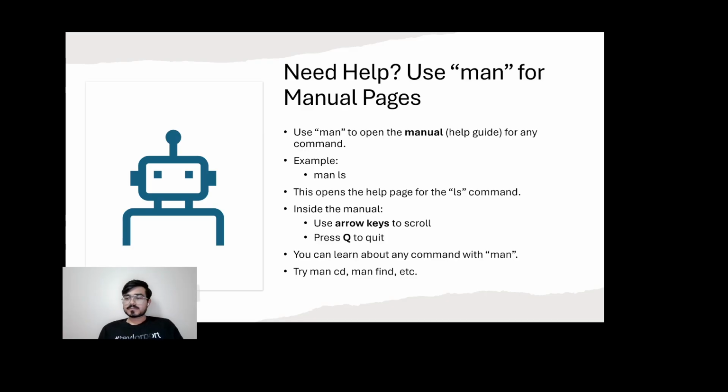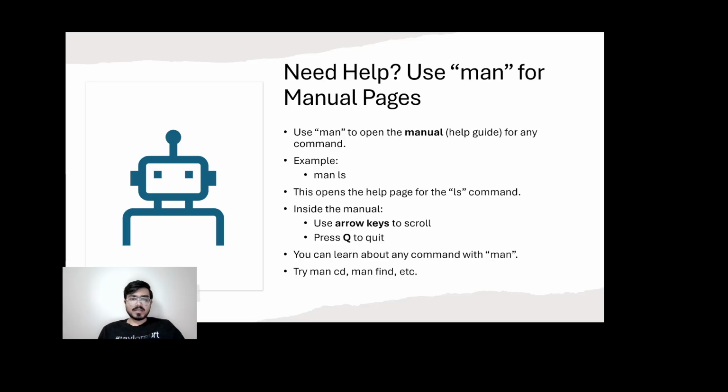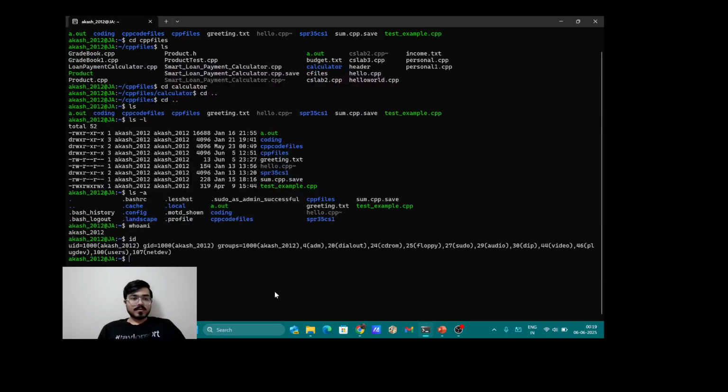So now, how to get help directly from Linux. Use the man command, which means manual. Use man to open the manual help guide for any command. If you want to know about any command, you can use man. So basically, man is the manual for all the commands. Let's see.